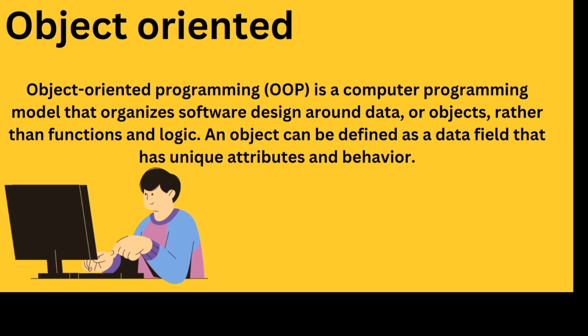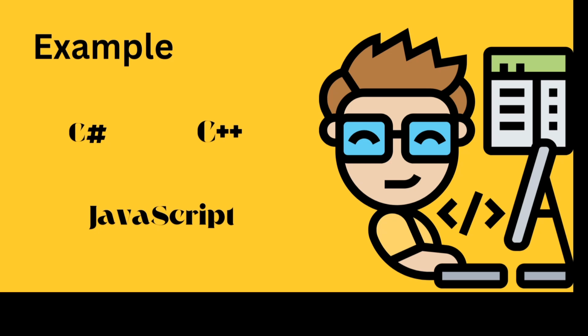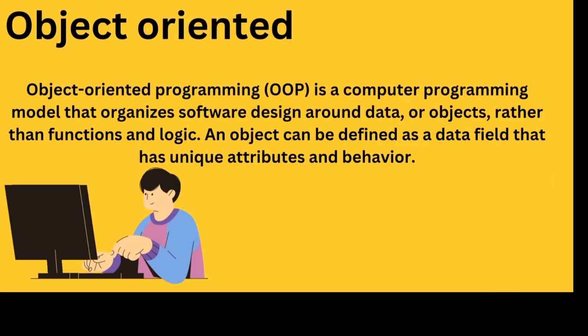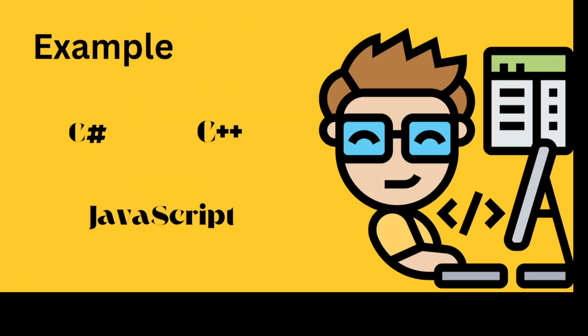Number 3, object-oriented. Object-oriented programming (OOP) is a computer programming model that organizes software design around data or objects rather than functions and logic. An object can be defined as a data field that has unique attributes and behavior. Examples: C#, the simplest Java, and C++.